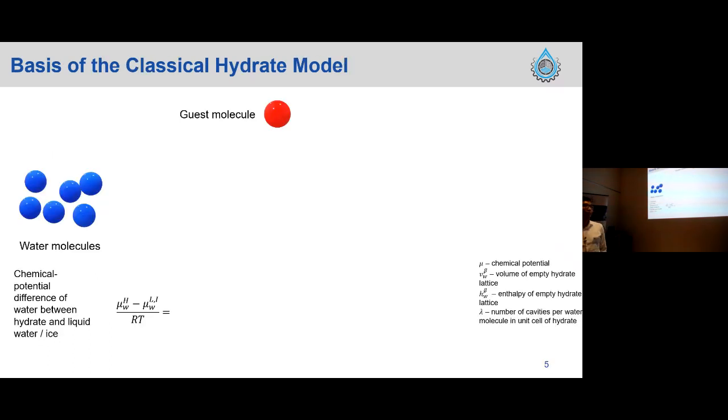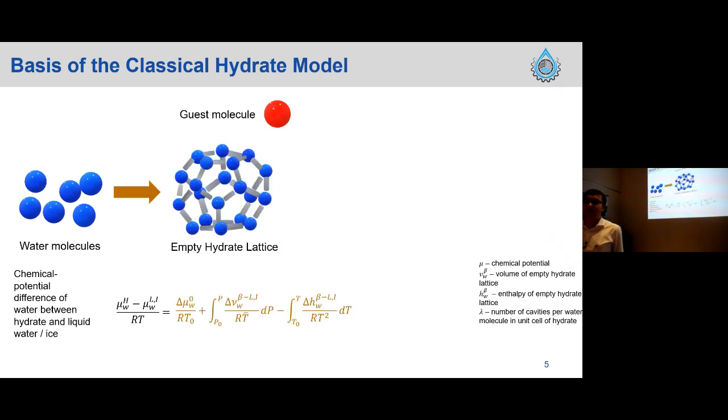So starting from the beginning, we're looking at the basis of the classical hydrate model. This is the model first developed back in the 50s. When we're looking for hydrate phase equilibrium, or the stability of the hydrate phase, technically we're looking at the chemical potential difference of water between the hydrate and the liquid or the ice phase present. So when you have water and gas molecules such as methane at the right conditions to form hydrate, high pressures, low temperatures, there are two steps of formation that this model considers.